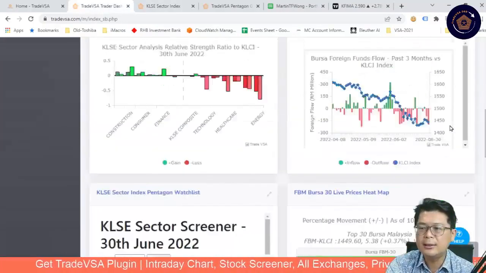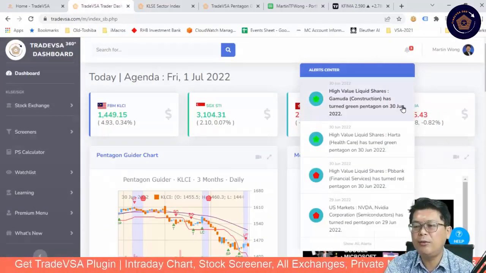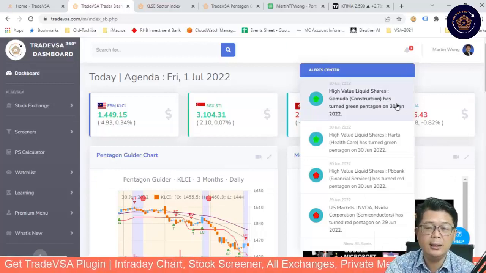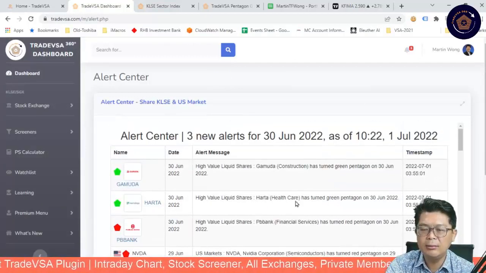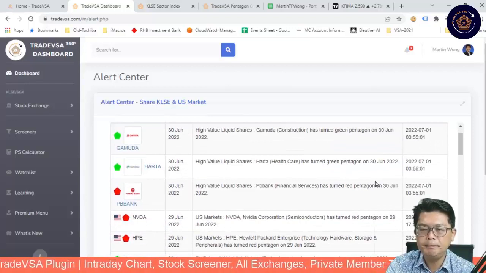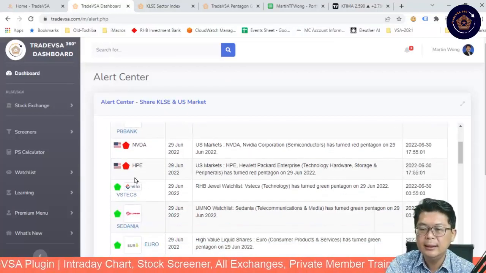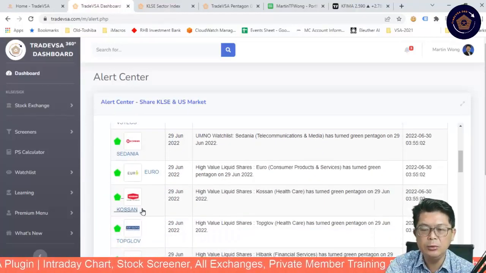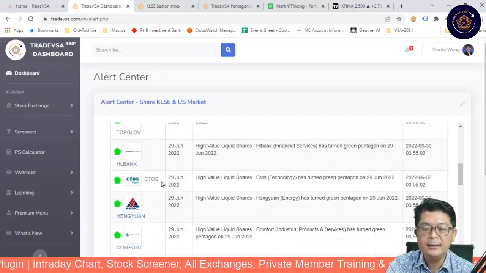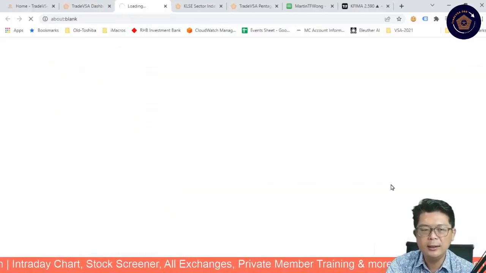And of course, let's look at our alert in here. Our alert so far is Gamuda. Notice construction has also turned green Pentagon. Hartalega, all the rubber glove stocks have turned green Pentagon. Public Bank turned red. Nvidia, Hewlett Packard, technology stocks, Sedania, Euro, Kossan, CTOS have turned green Pentagon. Heng Yuan has turned green Pentagon. You can take a look at this one here.